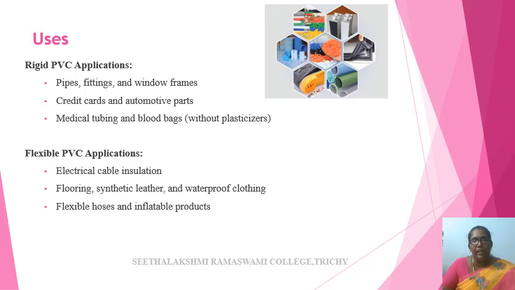Rigid PVC is used in the manufacture of pipes, fittings and window frames. It is also used in making credit cards and automotive parts. It is also used in making medical tubing and blood bags without plasticizers. Flexible PVC is used in making electric cable insulation, also flooring, synthetic leather and waterproofing cloth. It is also used in the manufacture of flexible hoses and inflatable products.